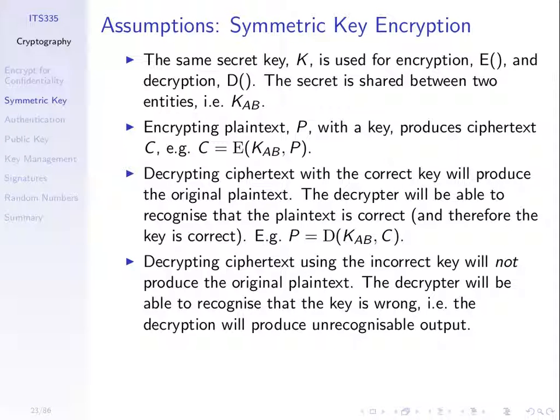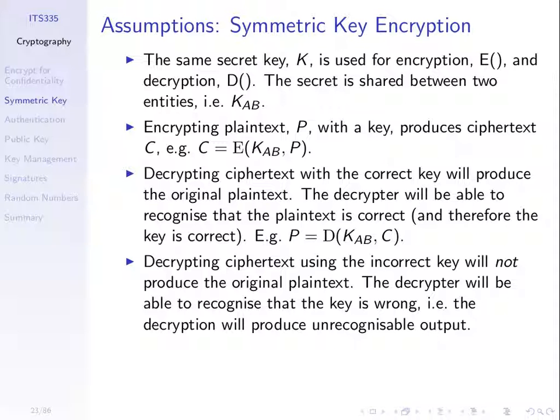So on symmetric key encryption, we introduced some notation and then said, for example, that we'll assume if we decrypt the ciphertext with the correct key, we'll get the original plaintext. That's the assumption about the algorithm. And that the decryptor will be able to recognize the plaintext is correct. And sort of the opposite, if you decrypt the ciphertext using the incorrect key, we will not get the original plaintext.